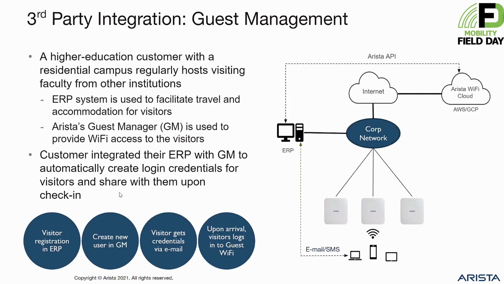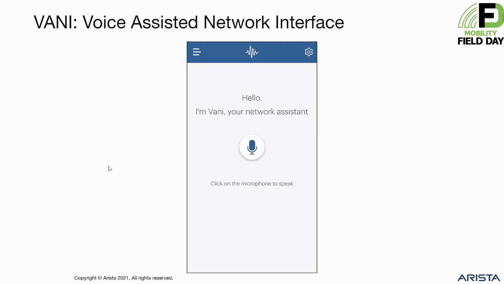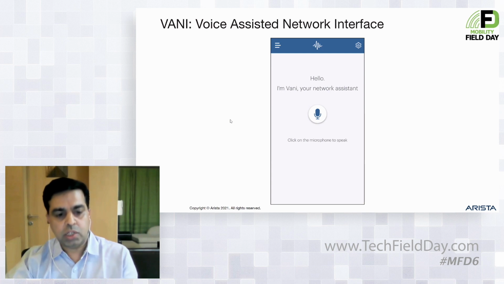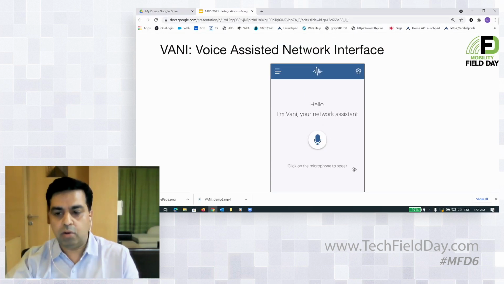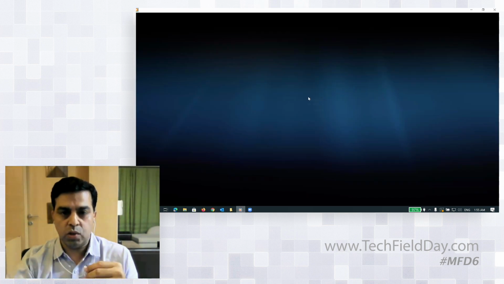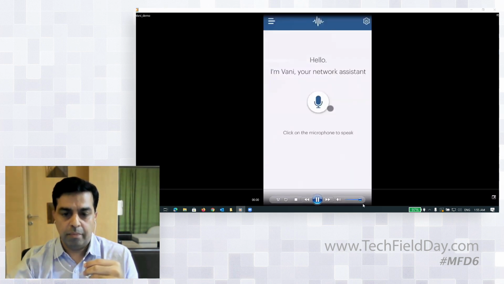The last example I want to talk about is a voice-assisted network interface, or VANI. VANI is an application which is developed for mobile devices through which a customer can essentially accomplish basic network monitoring and management tasks by using an interactive voice-based method. So I'll just show a quick demo of VANI, and hopefully that will give you an idea of how it works. So let's hope this works.